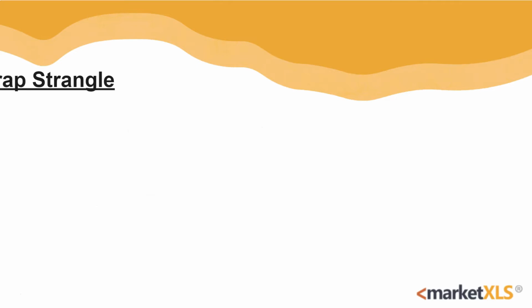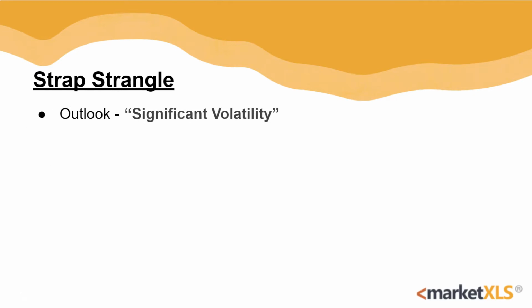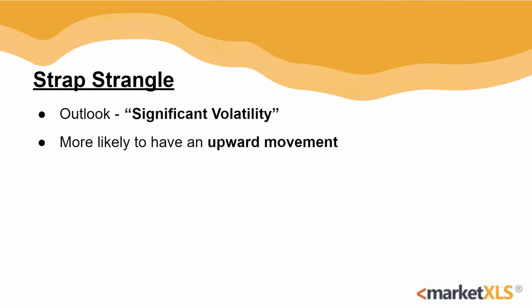A strangle is best implemented when you expect the underlying security to experience significant volatility in the near term, and is more likely to rally upwards instead of plunging downwards. It is a modified, more bullish version of the long strangle, which buys more call options than put options. A strangle is an unlimited profit and a limited risk strategy.